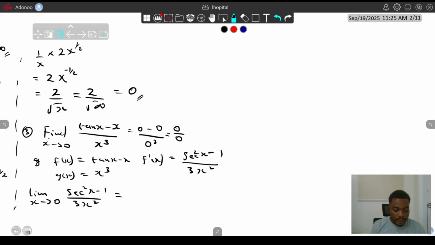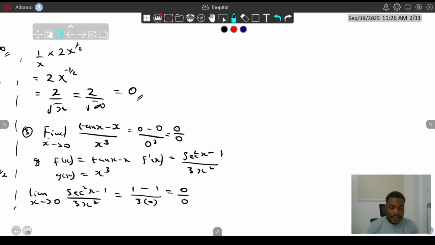we are going to get again 1 minus 1 all over 3 times 0, which is 0 over 0, because sec squared 0 is 1. So we have again the indeterminate form 0 over 0, which means that we have to apply L'Hopital's rule again.